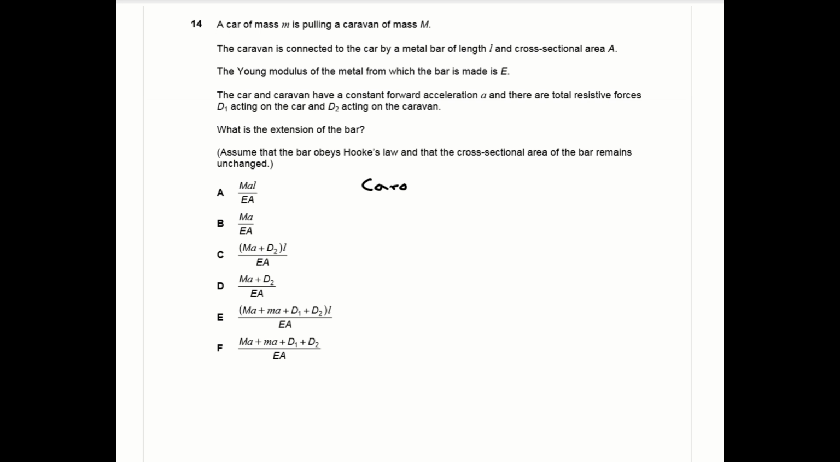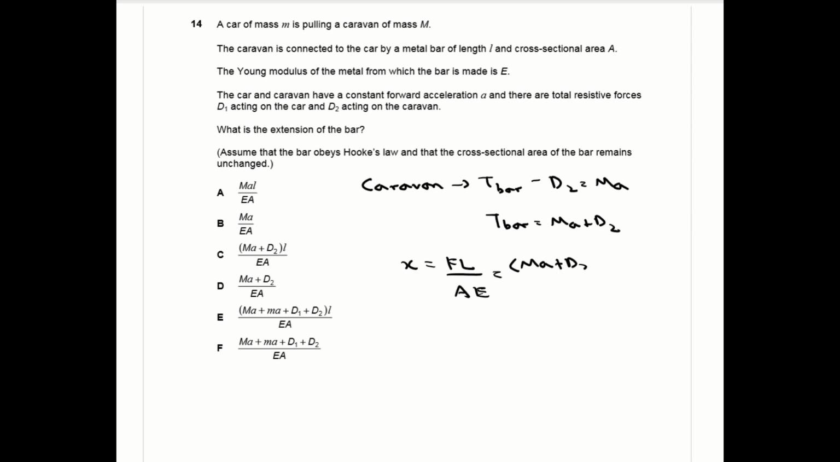So for question 14, you can get the extension of the bar by focusing only on the forces on the caravan. So for the caravan, the tension in the bar minus the resistive force D2 is equal to MA. So T bar is equal to MA plus D2. Now the extension of the bar is equal to FL over AE, where E is the Young modulus. And you can obtain this relationship by rearranging the equation for Young's modulus, which is stress over strain. You can now plug in the force in the bar, which is equal to T bar, which is equal to MA plus D2, to obtain X as (MA plus D2) times the length over E times A, which is C.